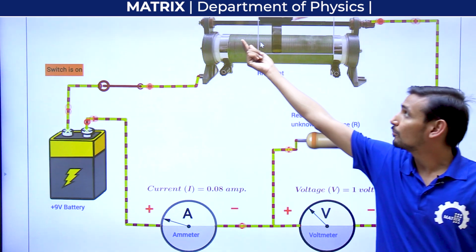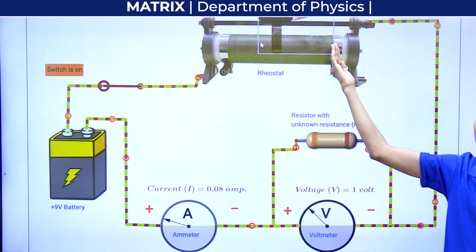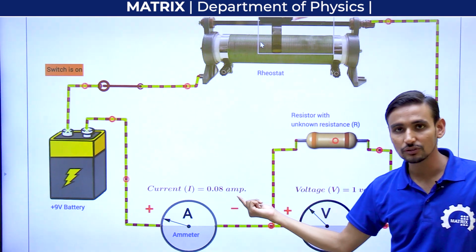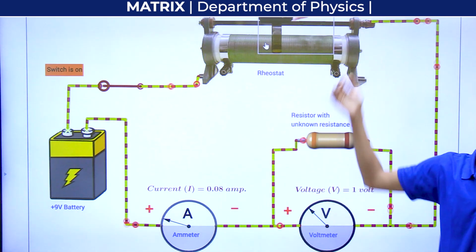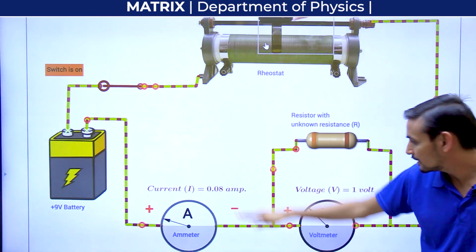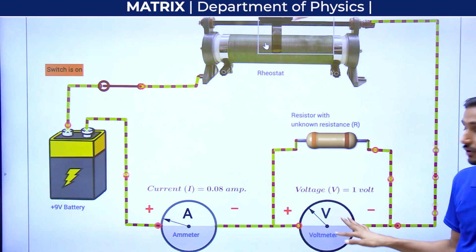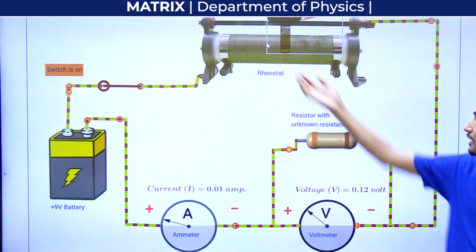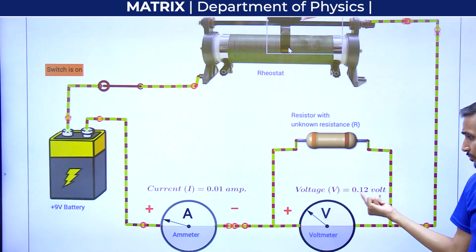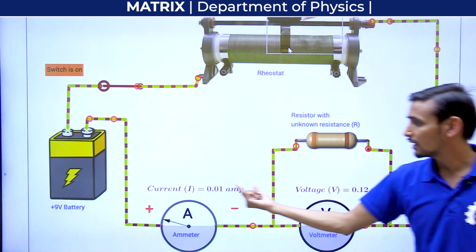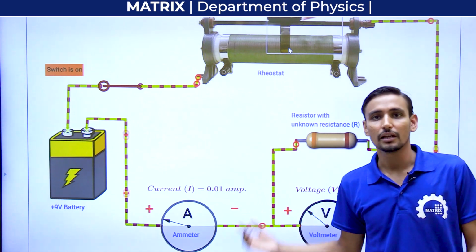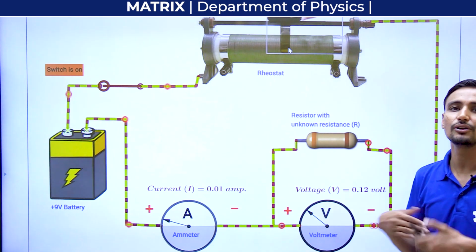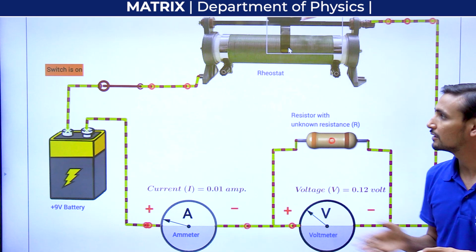If I move the slider further in this direction, the potential is 1 volt and the current is 0.08 ampere. Because the resistance of the rheostat is increasing, the current is decreasing and the potential across the resistance is also decreasing. The last reading, when I slide in this direction, is potential across the resistor 0.12 volt and current 0.01 ampere. Now we will make an observation table, then do the calculation to find the resistance, and draw graphs of potential and current.